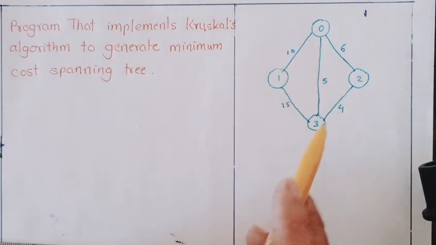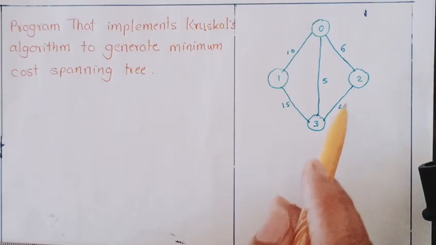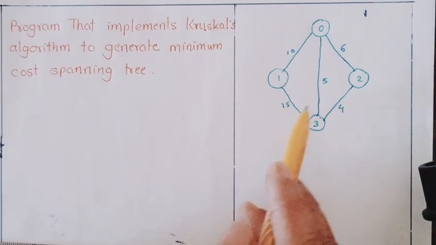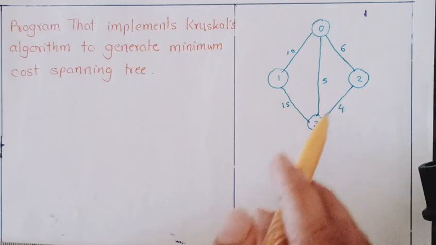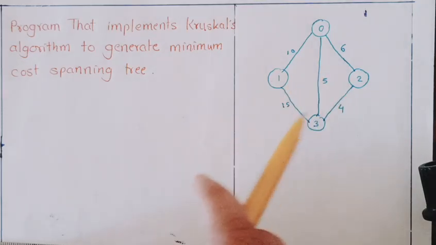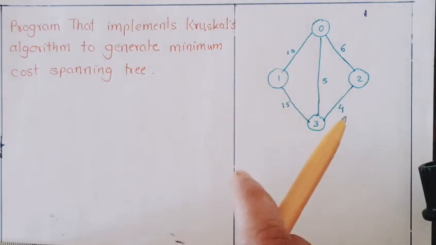So there are 4 vertices, or you can say nodes. And how many edges are there? 1, 2, 3, 4, 5 edges are there. So you have to choose only 3 edges. If there are 4 vertices, you have to choose 3 edges.